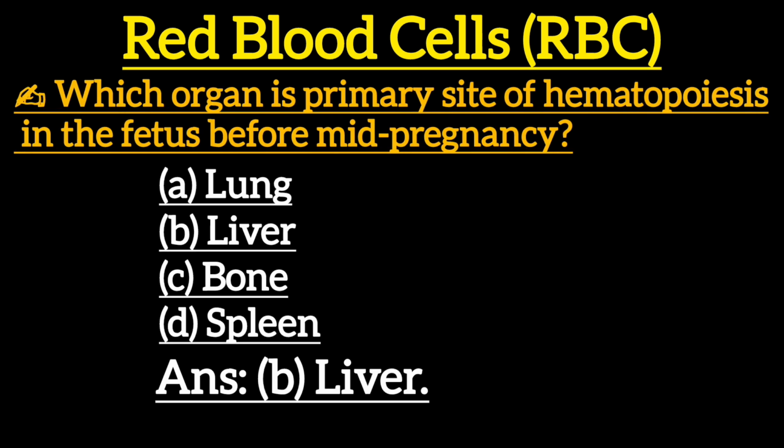Next one is which organ is primary site of hematopoiesis in the fetus before mid pregnancy? Option A lung, option B liver, option C bone, option D spleen. Correct answer is option B liver.